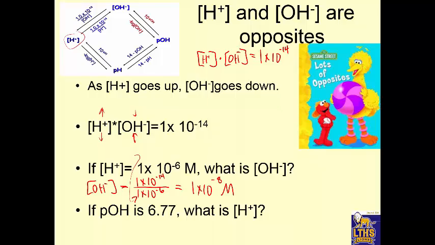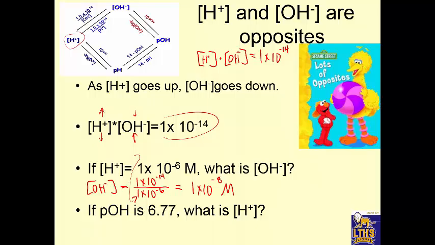So it has to equal this. This is to the 10 to the 6th. This is 10, so this is 10 to the 14th. So that has to be 10 to the negative 8 molar. These are all small concentrations. If I wrote them out, it'd be 0.0000.